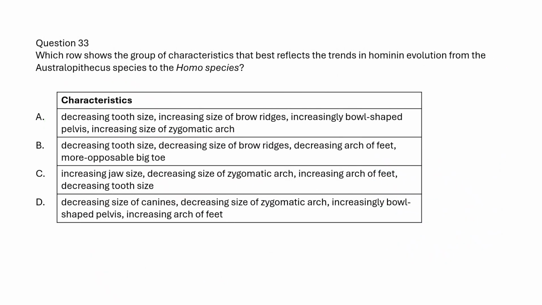From Australopithecus to Homo species, hominin evolution shows trends of decreasing canine size, decreasing zygomatic arch size, an increasingly bowl-shaped pelvis, and an increasing arch in the feet.